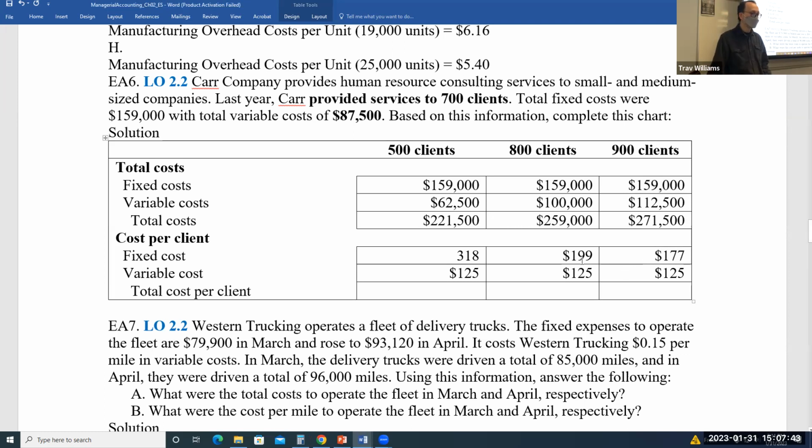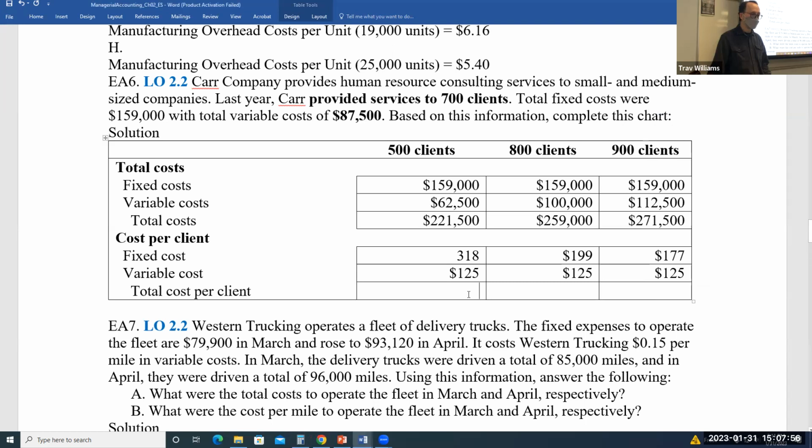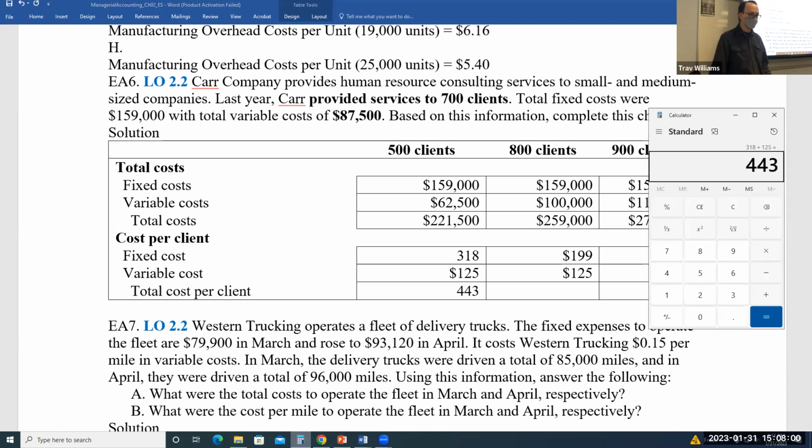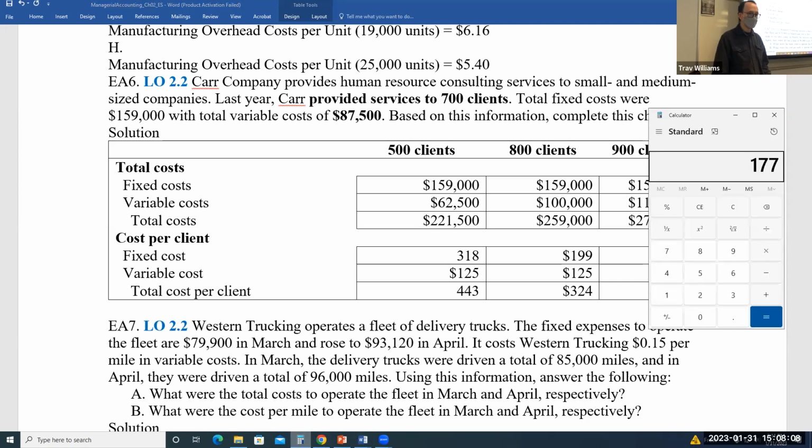Okay. Then we can just add our fixed cost per client to our variable cost per client. And we know our total cost per client at each level of production. So this is 443. $324. And 302.